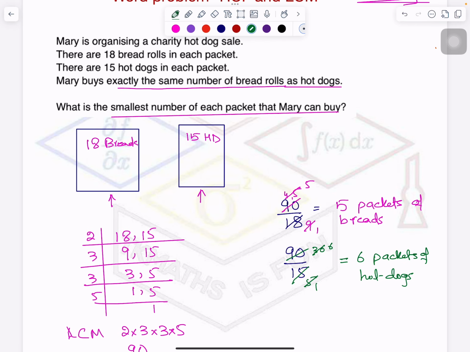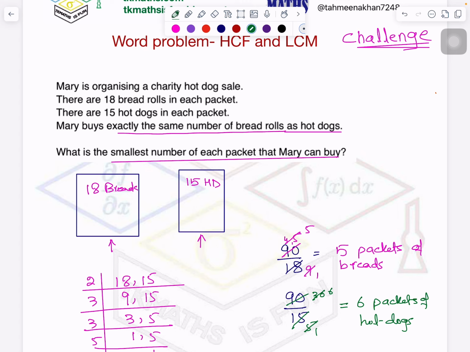Think carefully. Things you know it. You just have to make connections here.